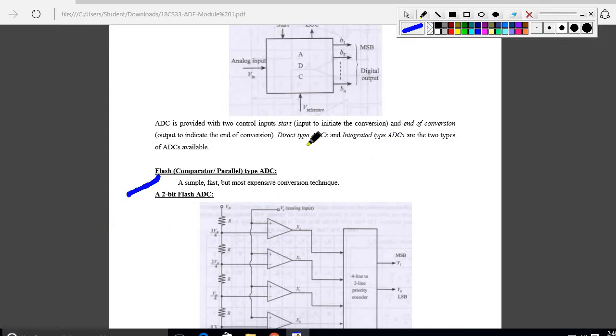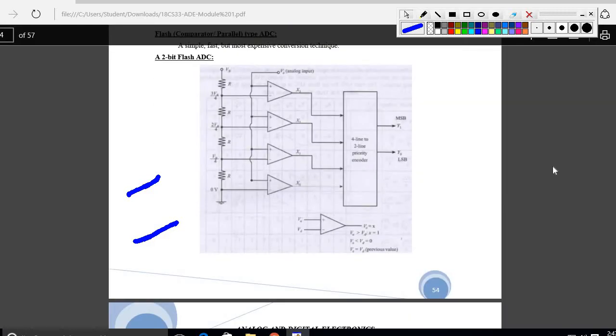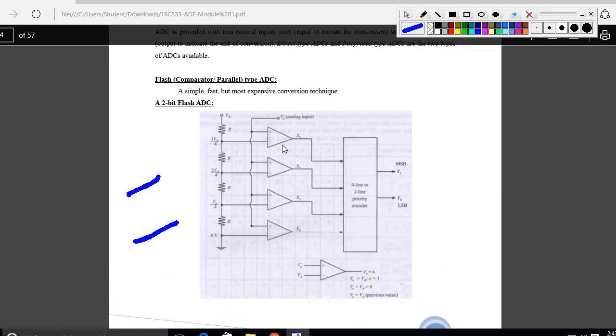The next is the flash comparator parallel type ADC. Simple, fast, but the most expensive conversion technique. So here ADC, analog to digital converter, is simple and fast but the most expensive conversion technique. In that, first is a 2-bit flash ADC.